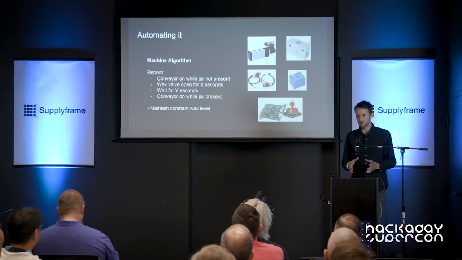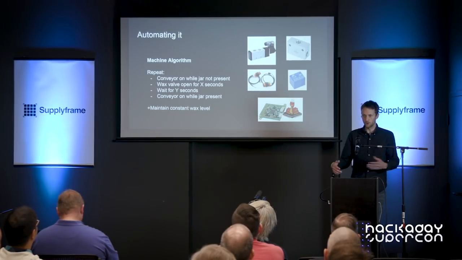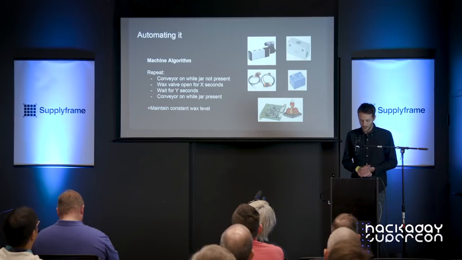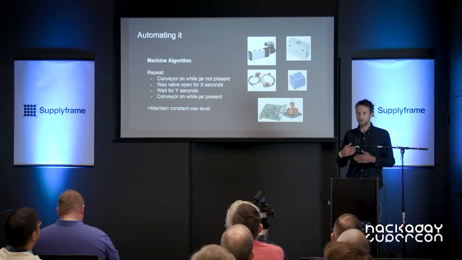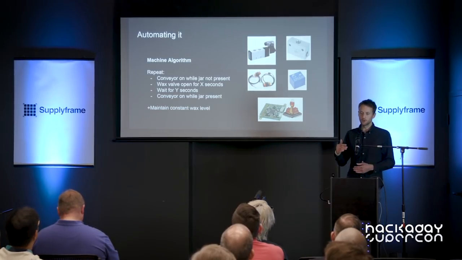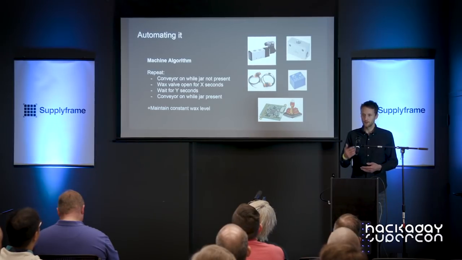Before we can move to the next jar, we have to move the jars that have just been filled out of the way of the sensor before we can repeat the cycle. And then it's important to also maintain a constant wax level in the hopper, because we're dispensing the wax into the jars at a fixed time period. The flow rate needs to be constant, and so the level in the hopper needs to be the same at all times.